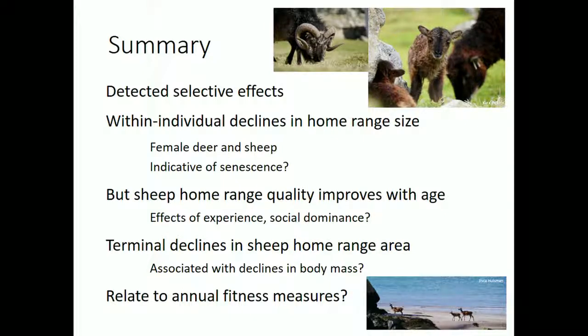It seems that with sheep, we have this information on home range quality, and it's not indicative of senescence, but I would still be quite interested to have a look with the deer to see if I can put these into some models of reproductive performance or whatever, and see if the age-related declines we see in home range area can explain some of that.